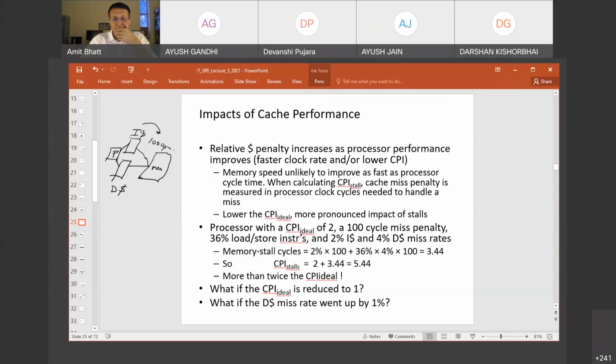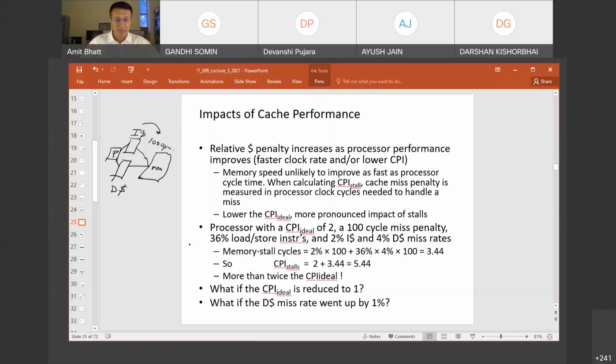The data here is also interesting. I have got 36% load store instructions. So what is the impact of this 36%? Why do they have to give this data, 36%? Can someone explain it to me? Is this important? I hope people are awake. The number of times we need to access the memory.